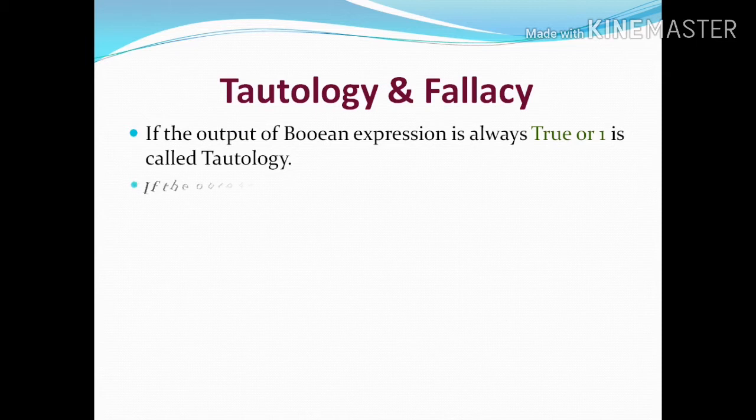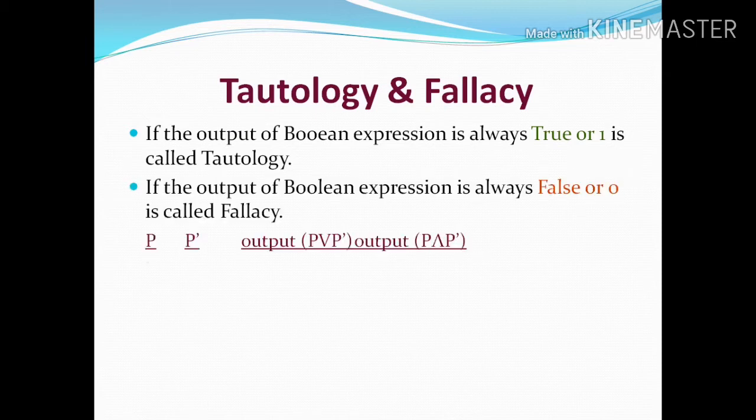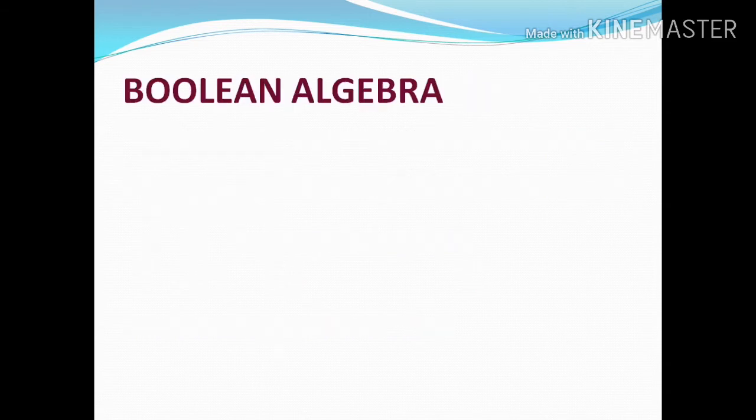What is a tautology? It must always be true, and its negation is not possible. That is a tautology. And if the output of a Boolean expression is always false, it is known as a fallacy. We represent here 0, 1 equal to 1, and 1, 0 equal to 1. If it always shows 1, that is our tautology, and the negation of that is nothing but a fallacy. From this truth table, we can get that.